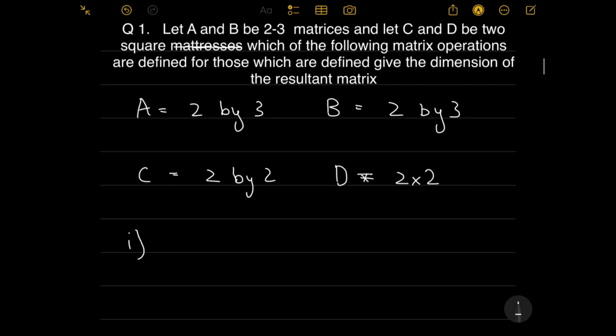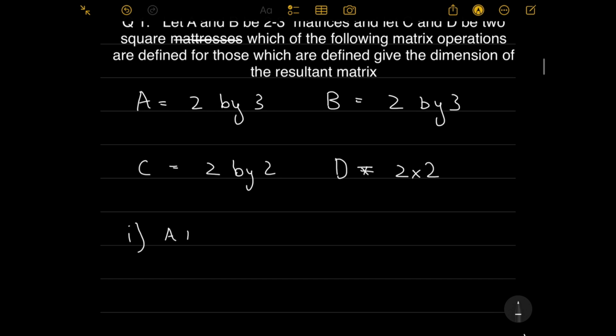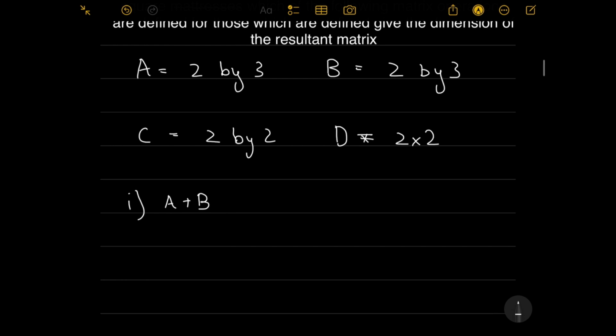The first part here is A plus B. We know that for addition, the first thing that must be the same is the order. The order of A is 2 by 3 and B is also 2 by 3. So we know that A plus B is possible. So we'd write the answer, the addition.